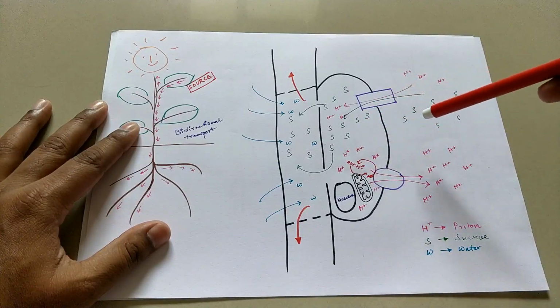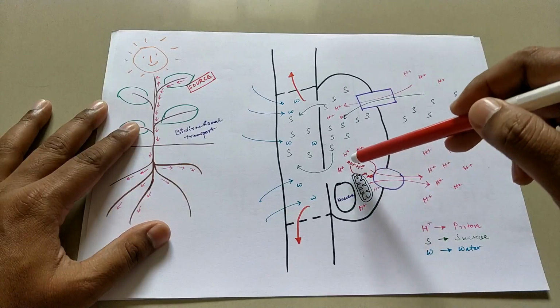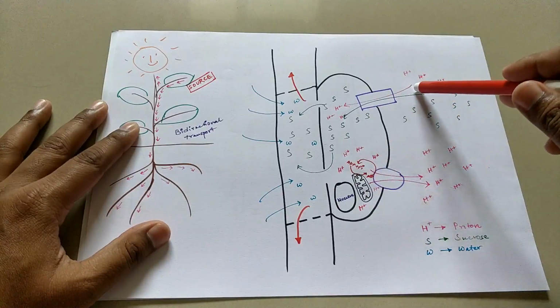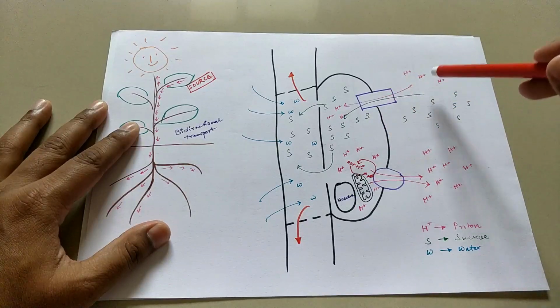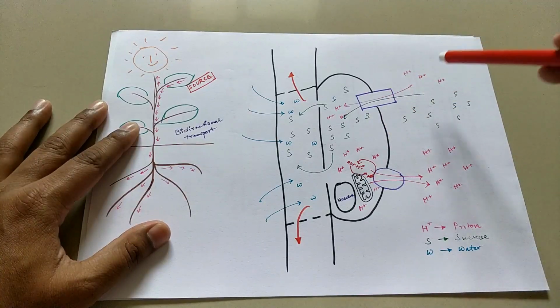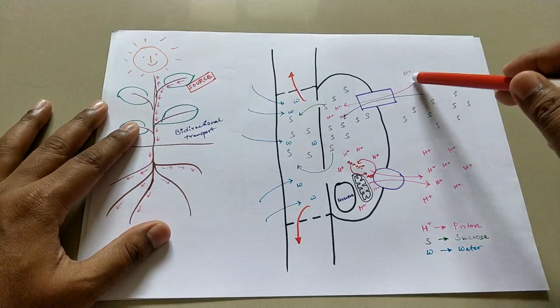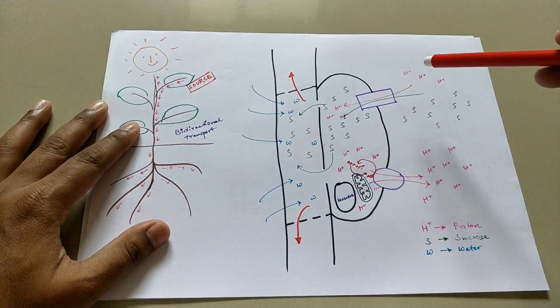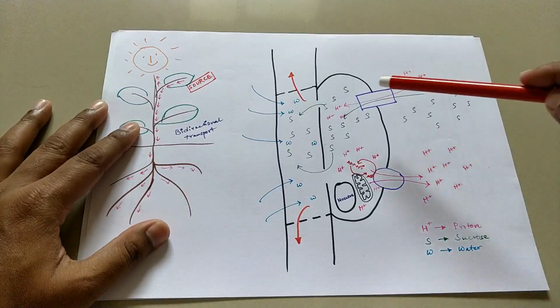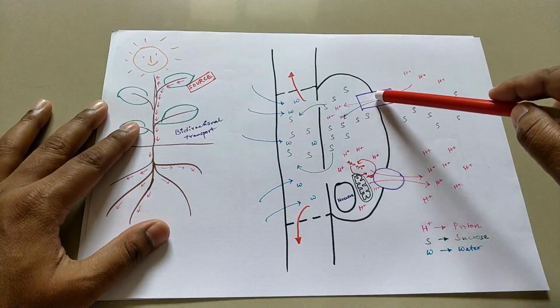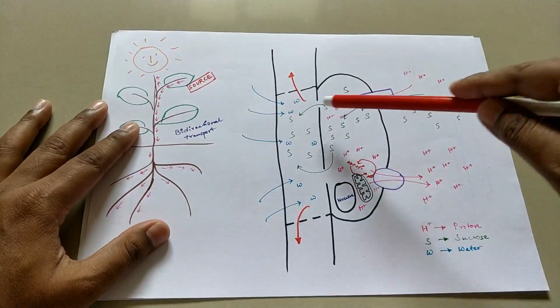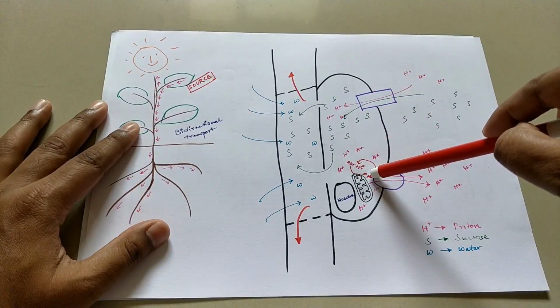Second thing, since you have already sent all the protons out with the help of active transport, you have created a proton gradient, and that proton gradient will help the influx of the protons on its own without the expenditure of ATP. Make sense? So with the help of this co-transport, both the materials will get inside the companion cells.